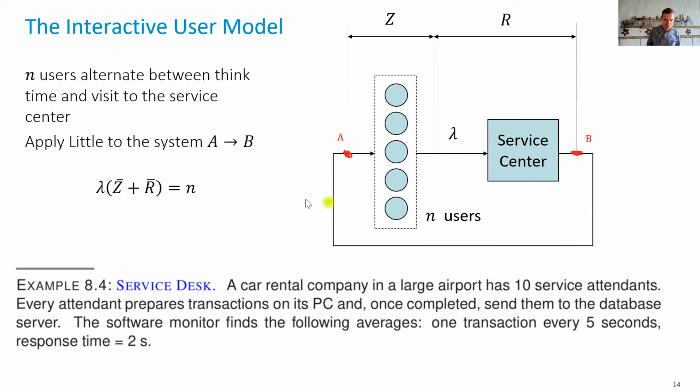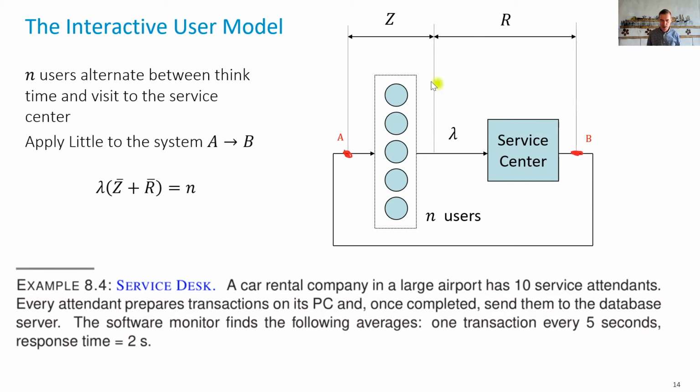So let me apply Little's formula from point A to point B, right? If the system is stable, and this system will be stable because it's closed, then the rate of circulation is the same at A here in the middle and at B. I call it lambda, which is the rate at which the service center receives transactions, multiplied by the response time.